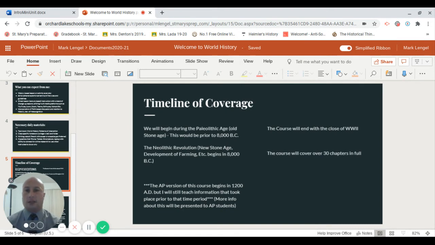We'll then move into the Neolithic Revolution, which enters into the New Stone Age, and that comes with the development of farming and other major developments. This begins around 8000 BC, so still, this is where the class begins, right around 8000 BC. Once we get into the Neolithic times, we start to get more advancements into civilized ways of living.